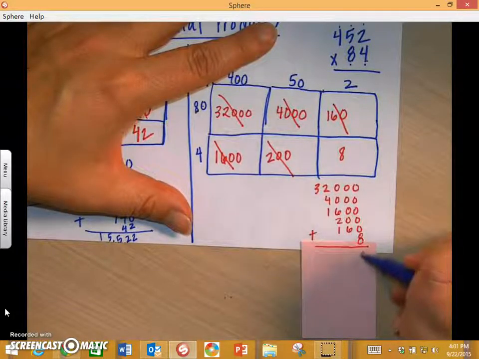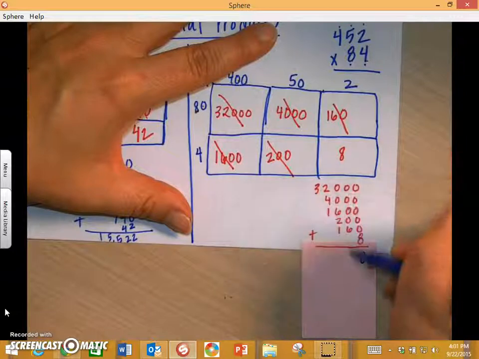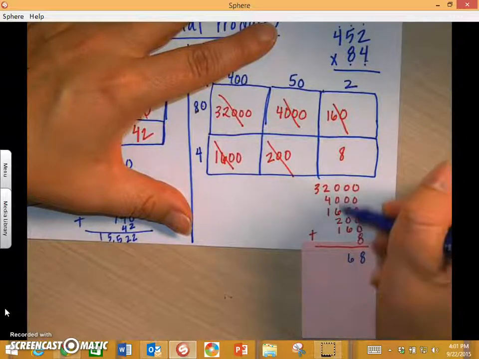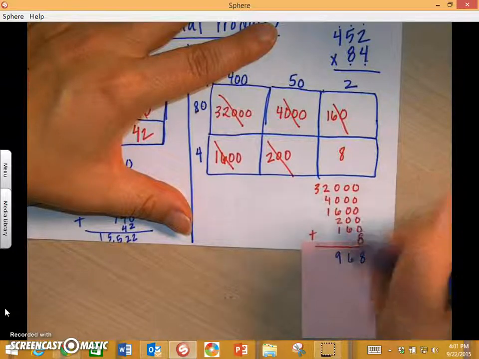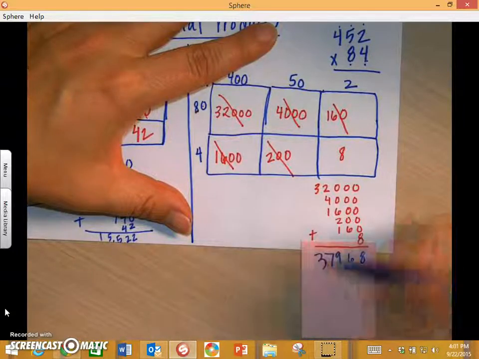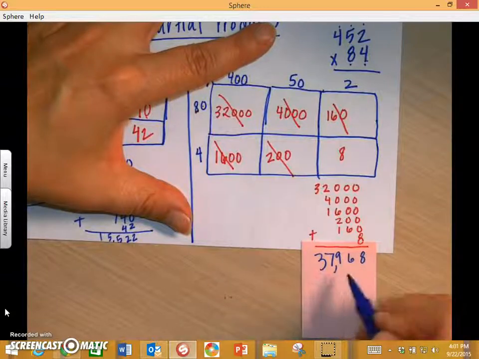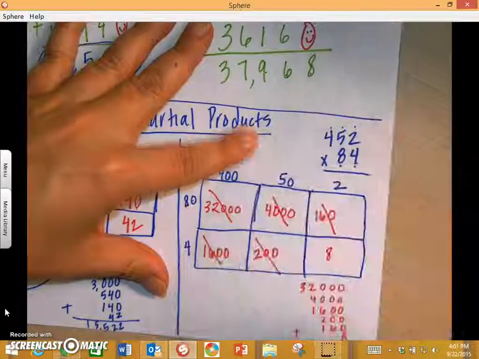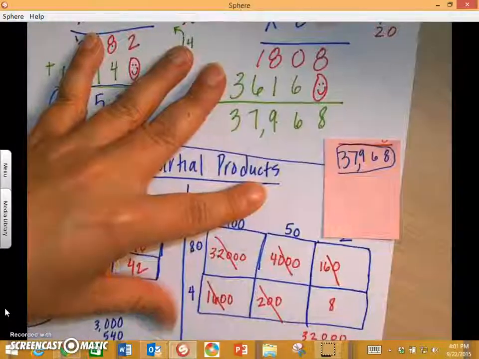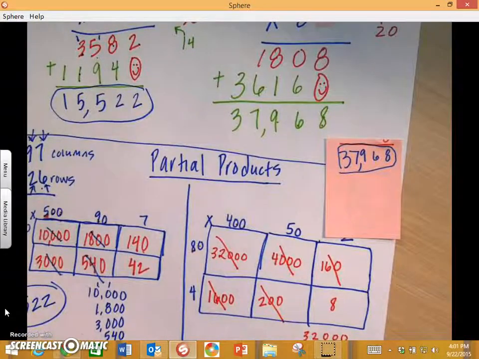This one is 8. This one is 6. 6, 7, 8, 9. 2, 6, 7, 3. 37,968, which matches this. 37,968. I hope that helps you.